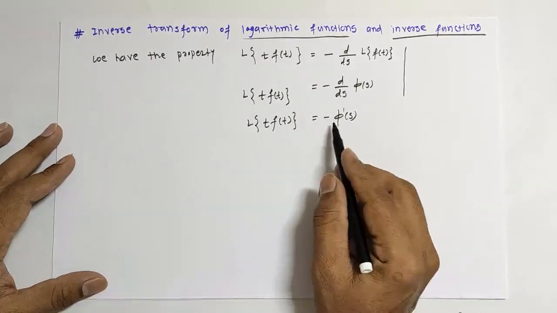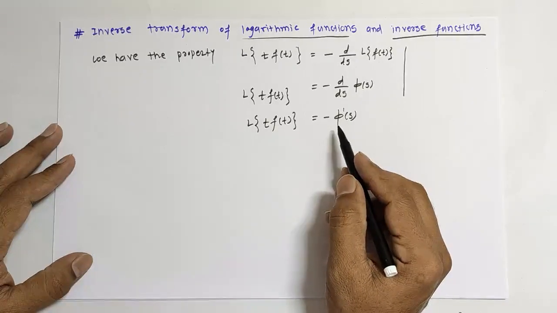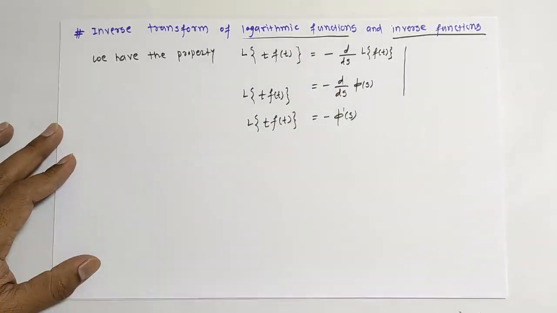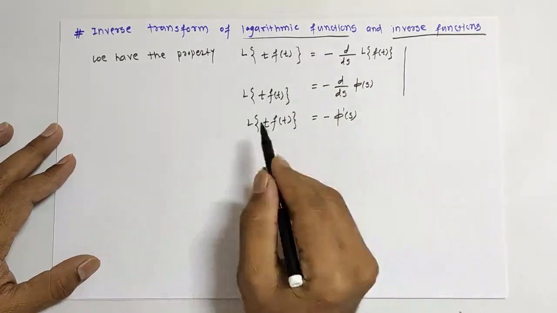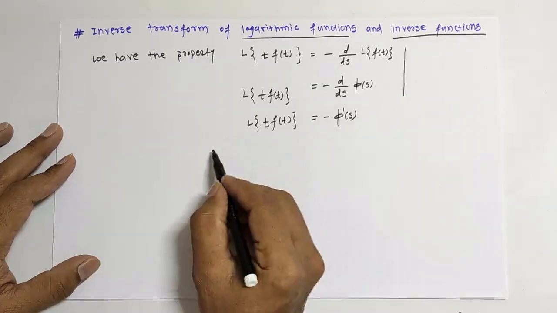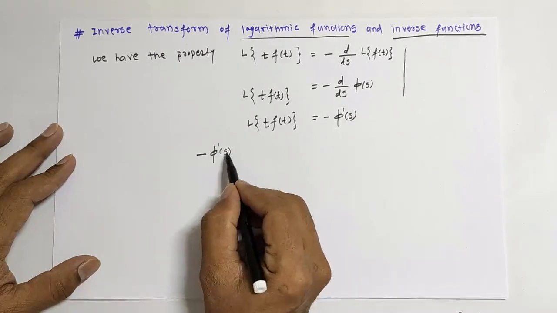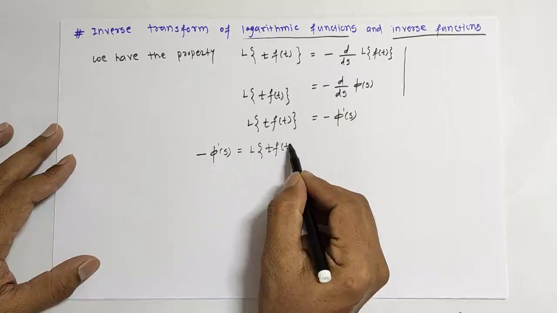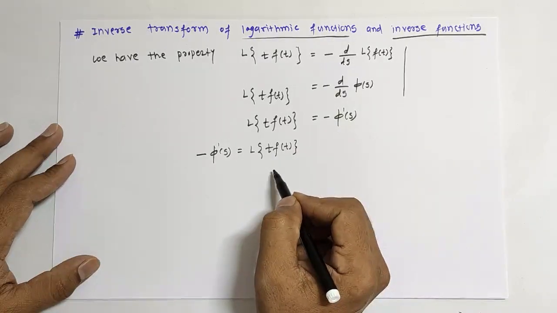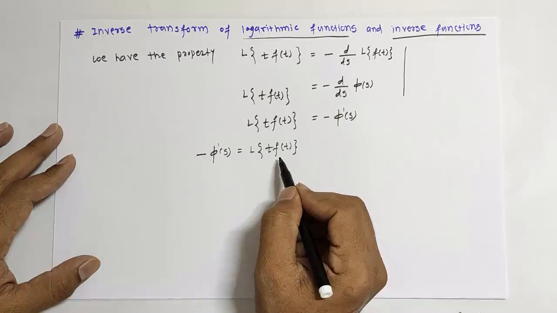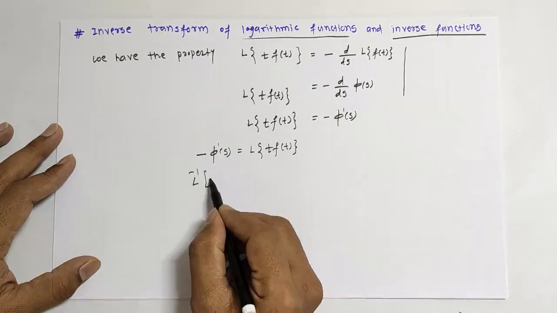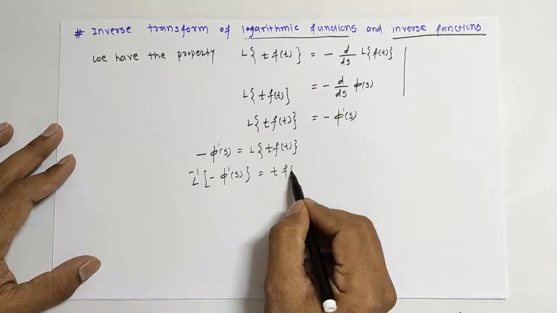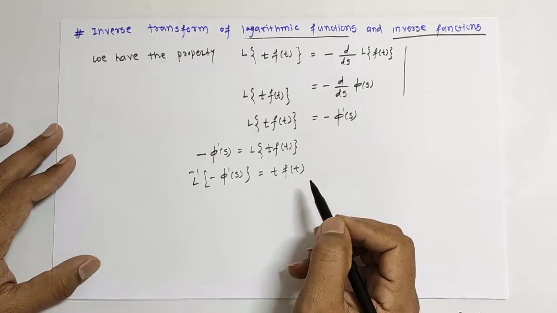Okay, now from this I want to derive a formula how to find inverse of logarithmic functions and inverse functions. So from this I can write, changing the sign, minus phi dash of s is equal to Laplace transform of t into f of t. So if I take inverse on both sides, L inverse of minus phi dash of s is equal to t into f of t.